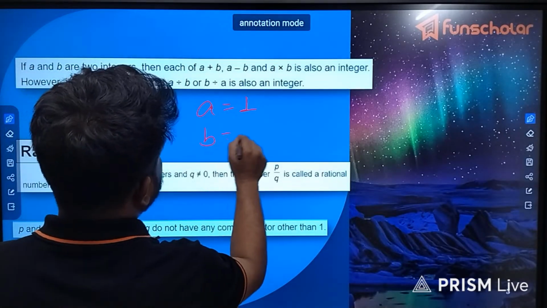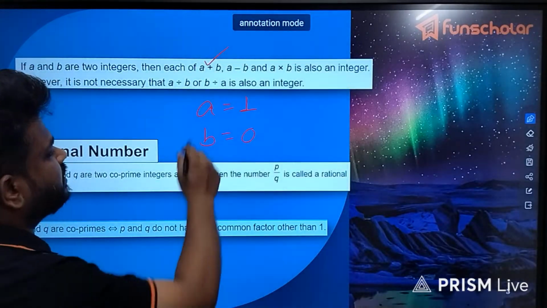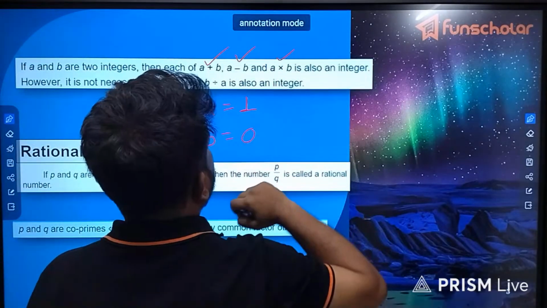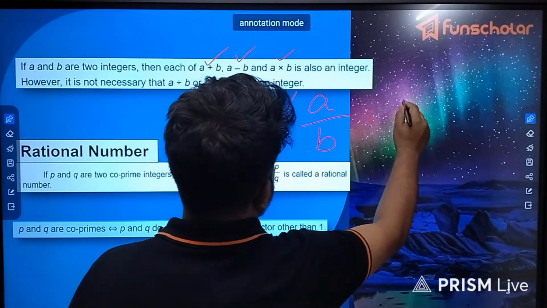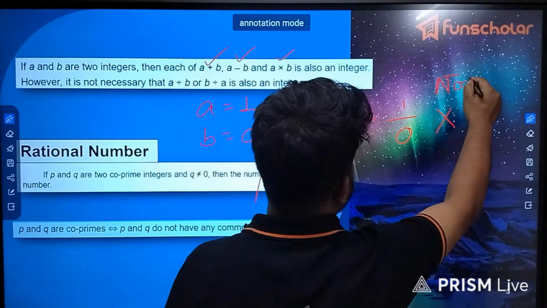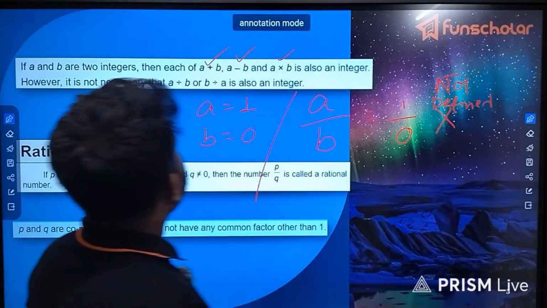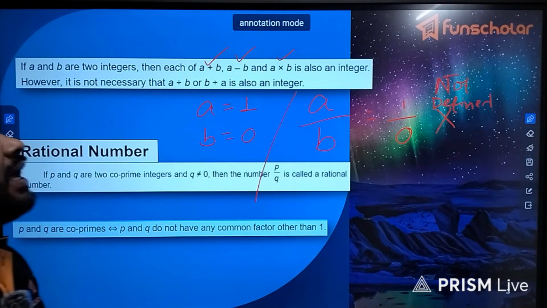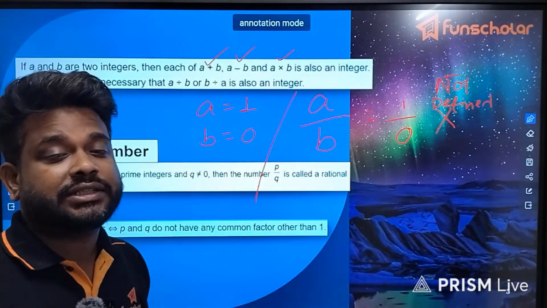But if we take the example of a as 1 and b as 0, 0 is also an integer. So this will also be verified for a plus b, because a plus b will be 1, a minus b will also be 1, and a into b will be 0. But when we do the division, it will be 1 by 0, which is not possible, or not defined. So that's why we can say that a by b or b by a, we can't say exactly that it will be an integer.